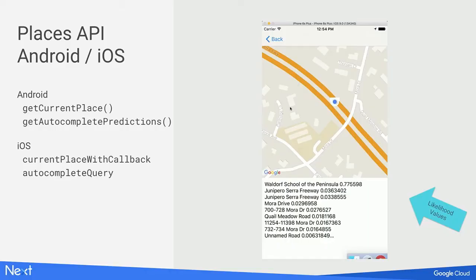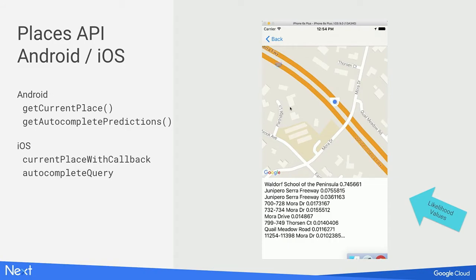So on Android, we call it get current place, or current place with callback on iOS. And I'm going to show you a quick demo. What happens is when we use the sensors on a phone, we give you a list of places that the user is likely to be at and some values. Now, you don't need to see these values specifically clearly. Just know that these likelihood values are going to be between 0 and 1. And the closer it is to 1, the more confident we are that the user is at that place.